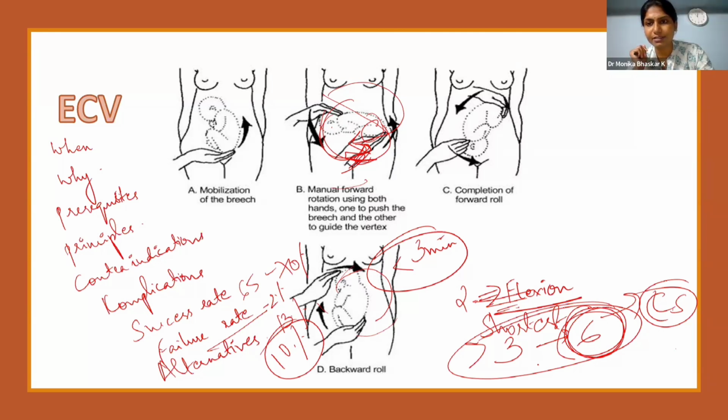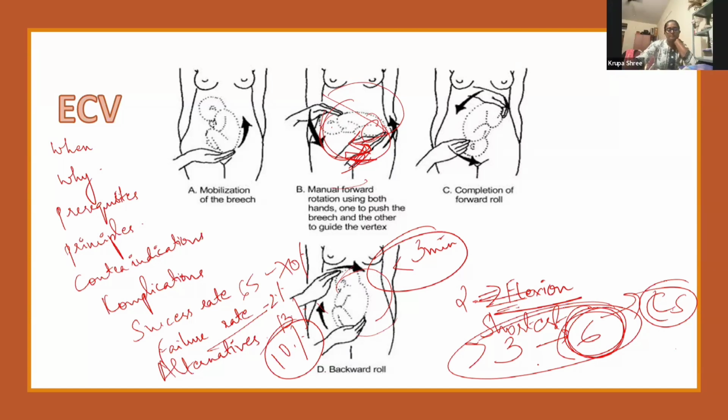The success rate is around 65 to 70%. The failure rate in a nulliparous is 2%. In a multiparous, it is 13%. And an average failure rate is around 10%. In nulliparous, because of the taut abdominal wall, the spontaneous reversion rate is slightly less when compared to a multiparous woman.